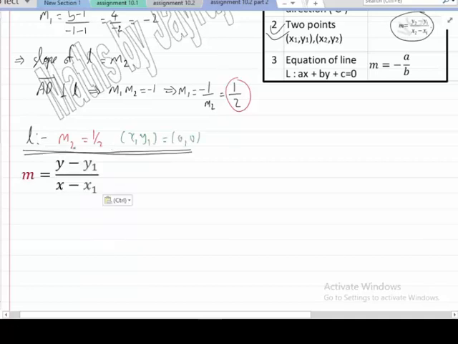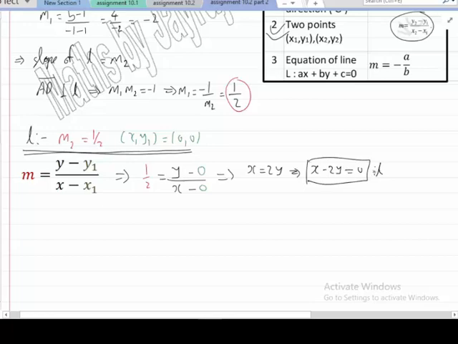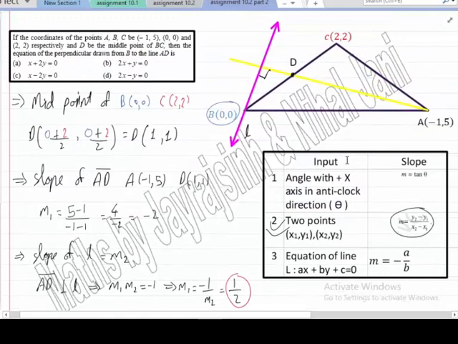So we will use the point slope form. Just put the data. 1 by 2 is equal to (y minus y coordinate of the point) upon (x minus x coordinate of the point). So we can say y is equal to 2x. Oh, sorry. X is equal to 2y. That means x minus 2y is equal to 0 is the required equation of L. Ta-da! Option C will be your correct answer.